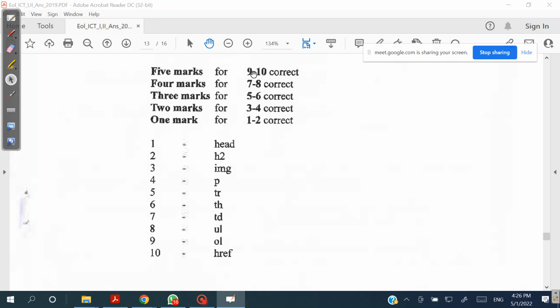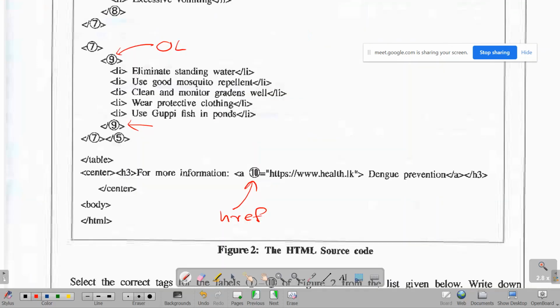So if all 10 are correct, 5 marks is given. If 7 to 8 are correct, 4 marks are given. If 5 to 6 are correct, 3 marks are given. 3 to 4 are correct, 2 marks are given. 1 or 2 are correct, 1 mark is given. So see how much you got out of 10. Anyone who got 10 out of 10?